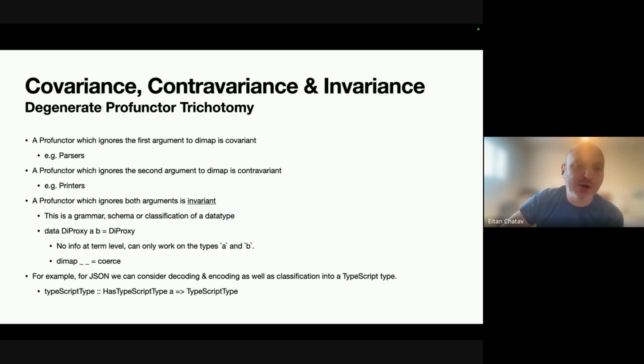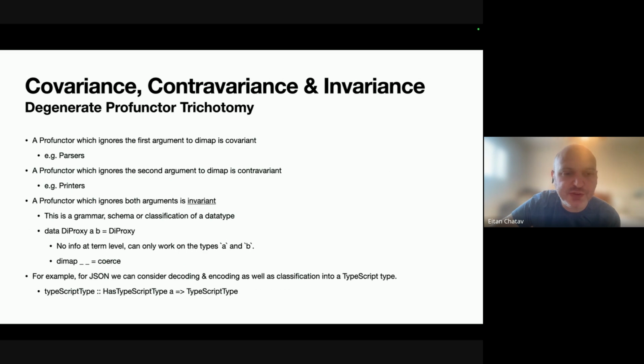This is a grammar schema or classification of a data type, but really of two data types, the input and the output. And our example here is data DiProxy a b, where there's just a single value, DiProxy. There's no info whatever at the term level. The only information we get from DiProxy is at the type level concerning the types A and B. Dimap must ignore its arguments and just be equal to coerce. It sends DiProxy to DiProxy.